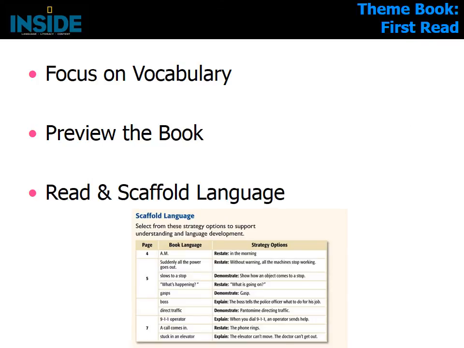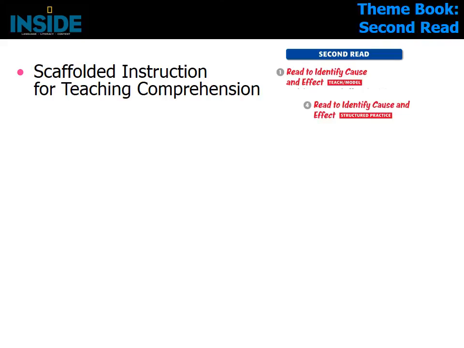After the walkthrough, it's time for the first read, which is conducted as a read-aloud, with students reading along in their own copy. As you read, you can use the built-in scaffolding for language that students may not understand. During the second read, you'll begin to focus on the reading strategy that students will continue to work with throughout the unit. As you can see, the comprehension skill instruction is scaffolded using the gradual release model we saw in the grammar and writing lessons.